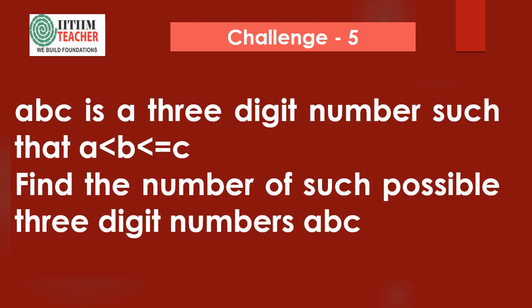ABC is a 3-digit number such that A is less than B, which is less than or equal to C. Find the number of such possible 3-digit numbers ABC.